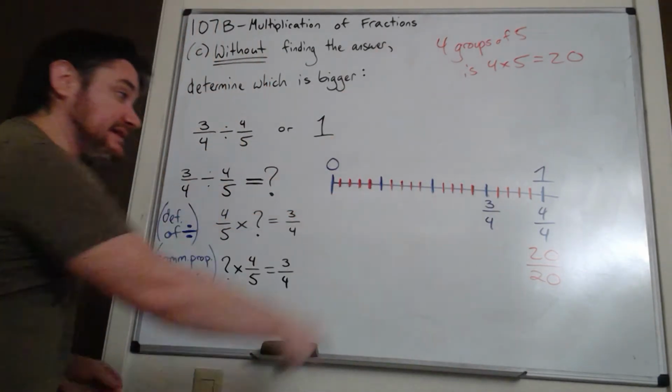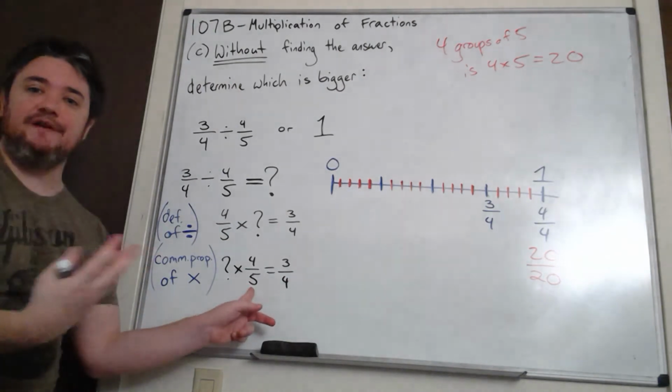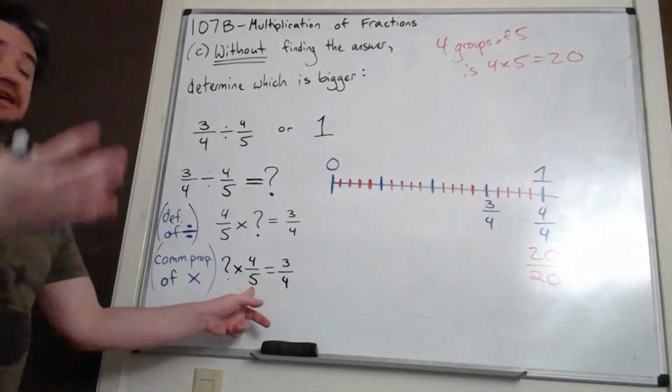So I've got 20 pieces. I'm trying to share that into 5 equal groups. So 20 divided by 5 is 4.